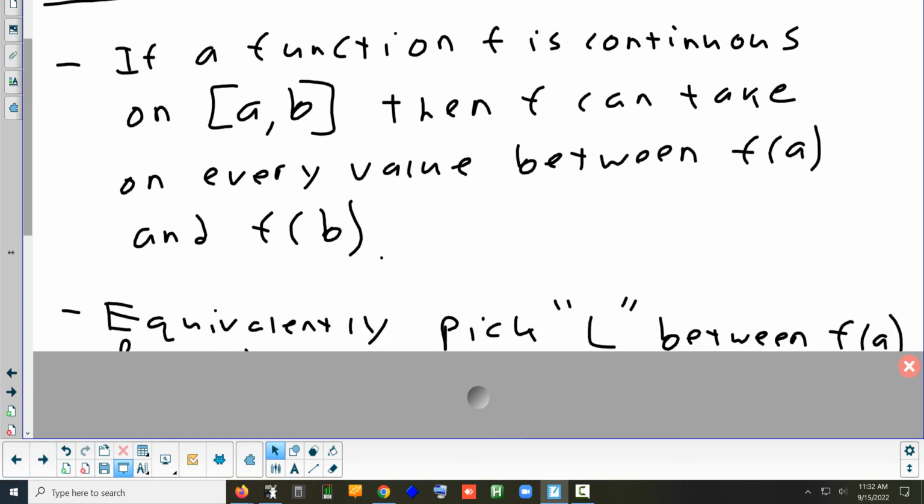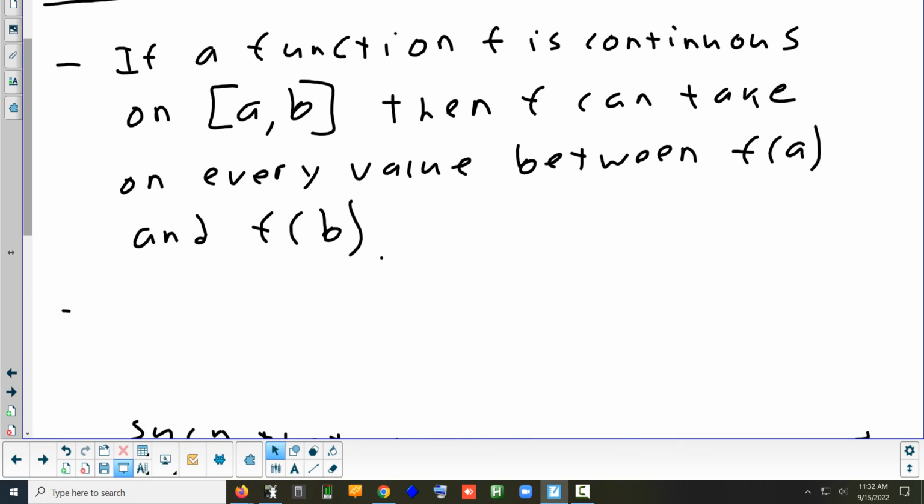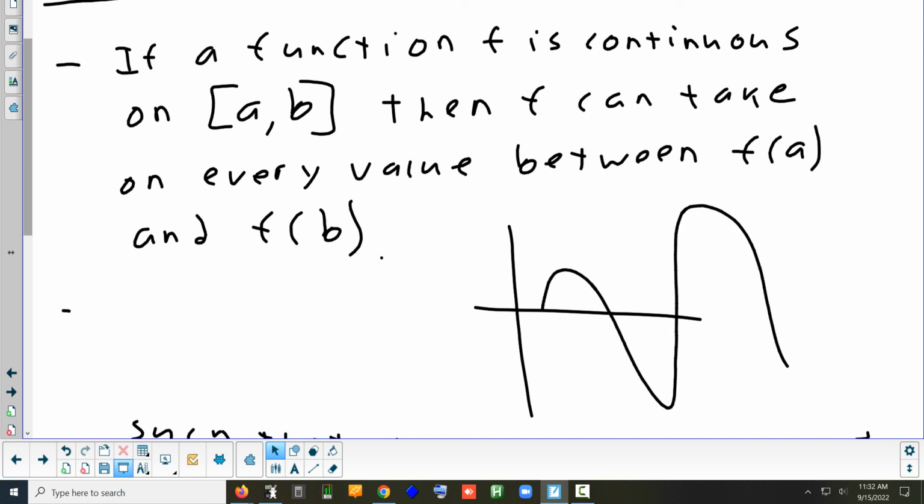I can sketch that up. So there's a graph. Let's say I look at the interval, that's A, and over here is B. That is continuous because I never have to lift my pencil to trace from A to B.